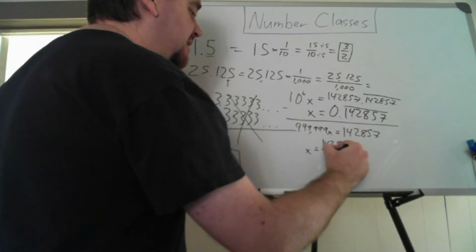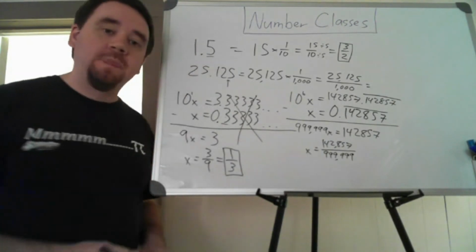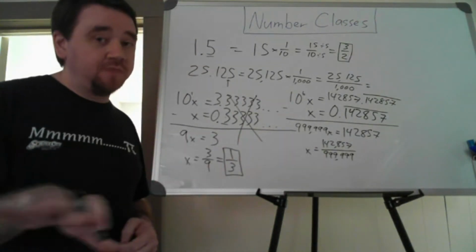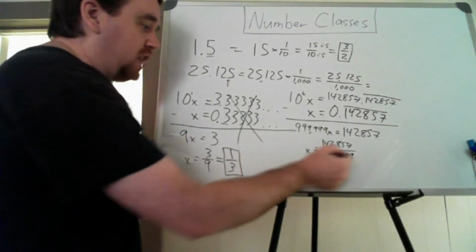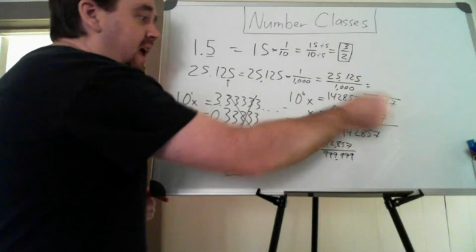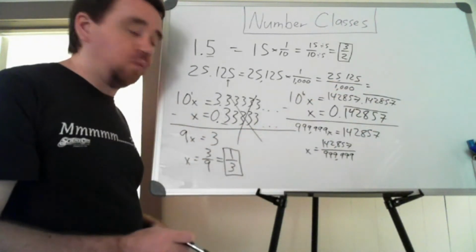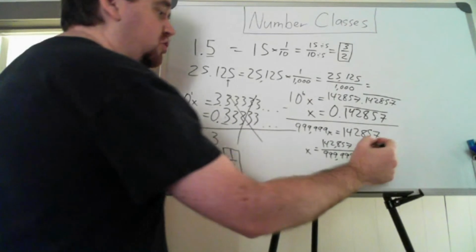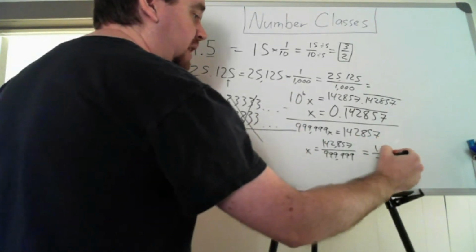142,857 999,999ths. And then I check to see if I can reduce it. Now I don't have to do that, but I can. But in the meantime, I stop and say, this is a rational number. And I started with a repeating decimal, and so I've turned this repeating decimal into this rational number. And just for fun, check me, make sure that I'm right. This should reduce all the way down to 1/7, by the way.